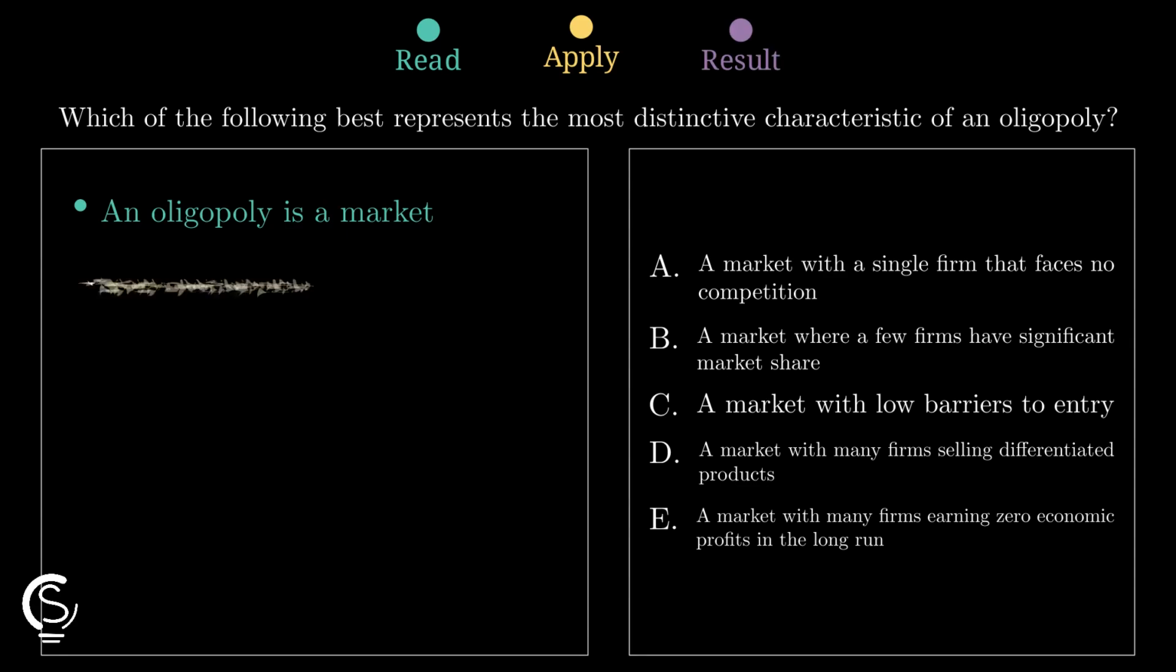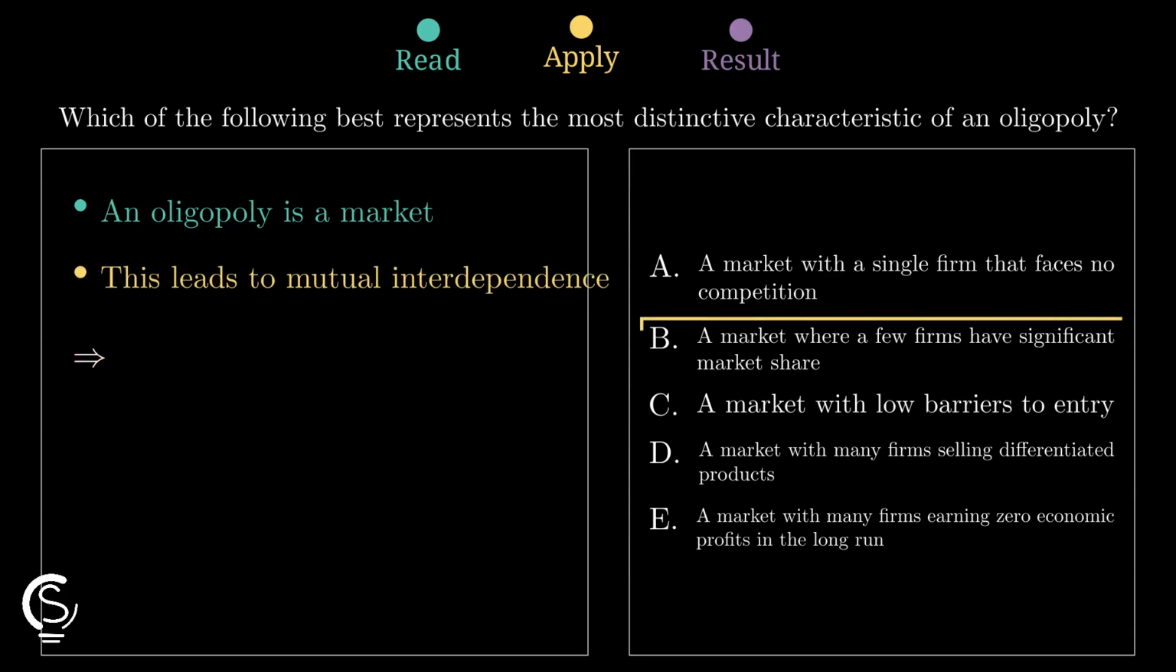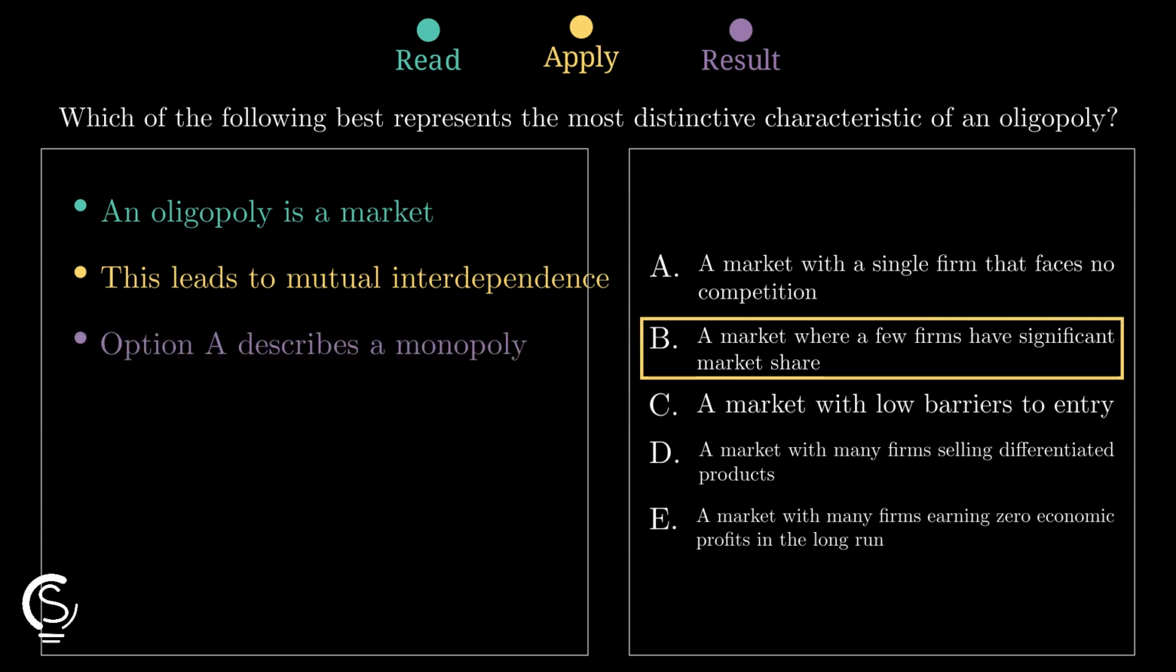Option A describes a monopoly with one firm while our target requires a few. Option B fits the specific economic definition perfectly.